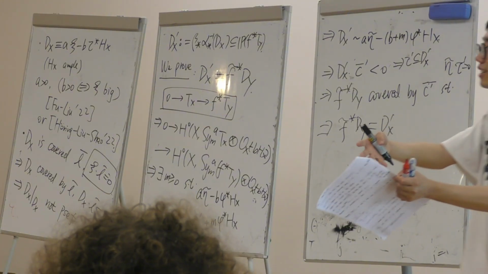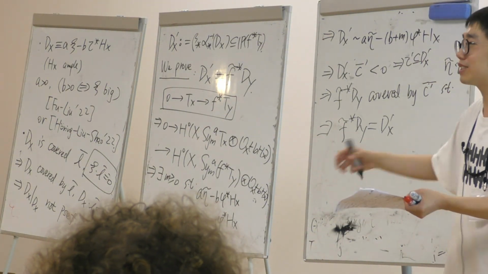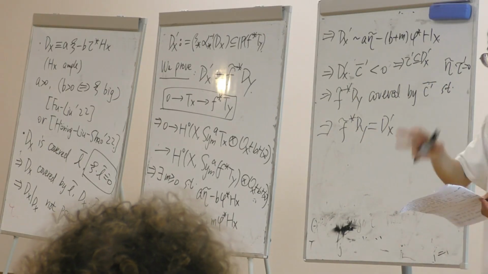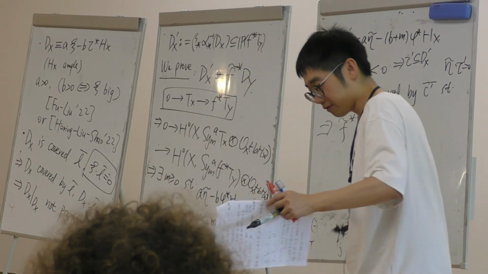Because a divisor has negative intersection with a curve, this means this curve has to live in this divisor. Okay. So I'm sorry for this.